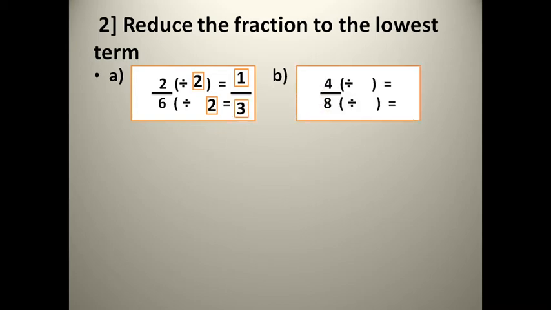Now next here 4 and 8. My dear, here we can divide by 2, but it will not be in lowest term. So we will divide by 4. Why? Because when we divide by 4, 4 divided by 4 is 1, and we cannot complete any division after this. Because of that, I will divide the numerator and denominator by 4. So 4 divided by 4 is 1, and 8 divided by 4 is 2.